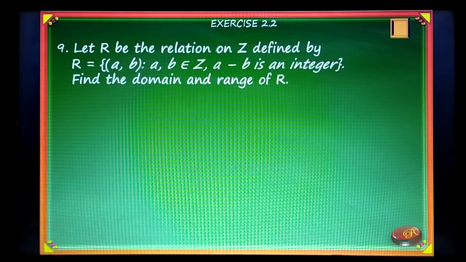Question number 9. Let R be the relation on Z defined by R = {(a, b) : a, b belongs to Z, a minus b is an integer}. Find the domain and range of R.